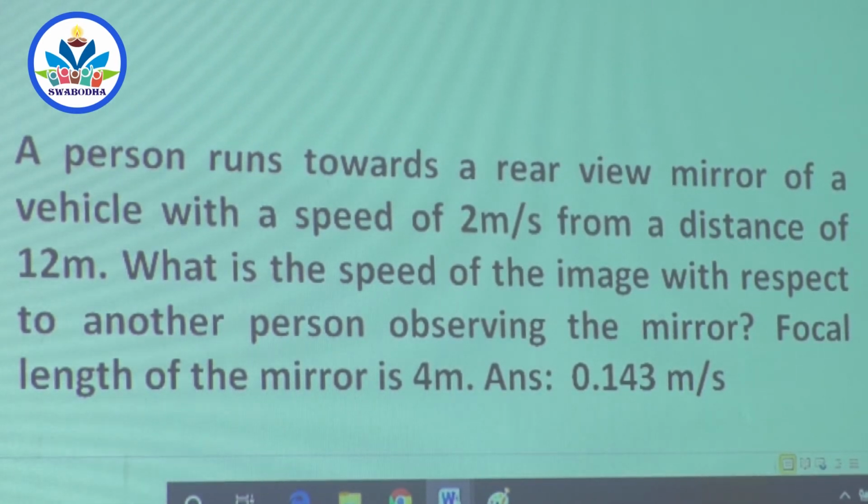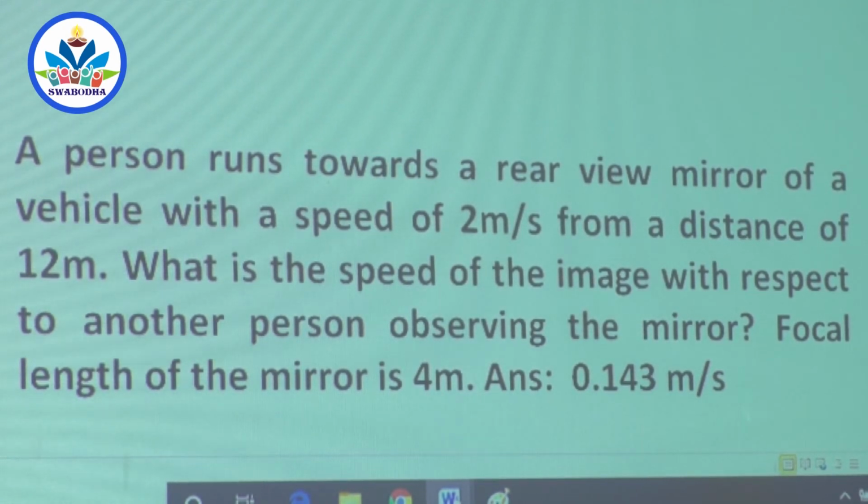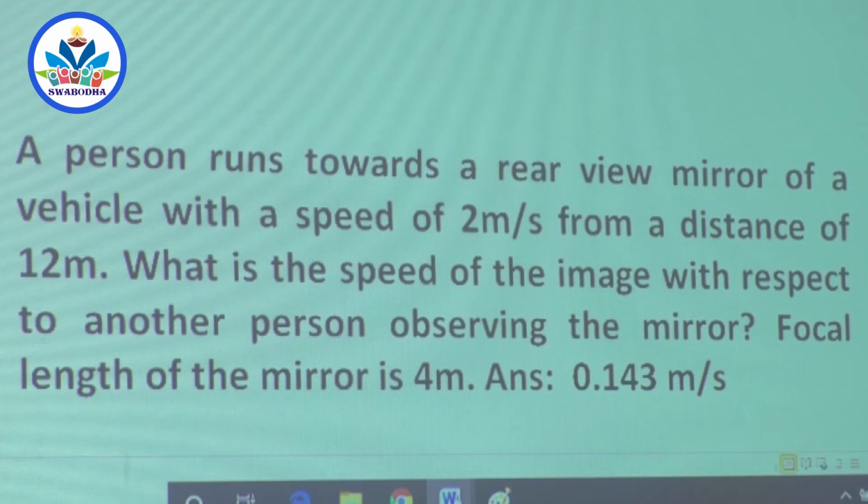Now what is the speed of the image with respect to another person observing the mirror? Suppose the driver of the car is sitting inside the car itself, and the car is at rest. Suppose a person is jogging outside. If you look into the mirror in your car, with what speed is that image running towards the mirror, right? What is the speed of the image with respect to another person observing the mirror? The focal length of the mirror is 4 meters.